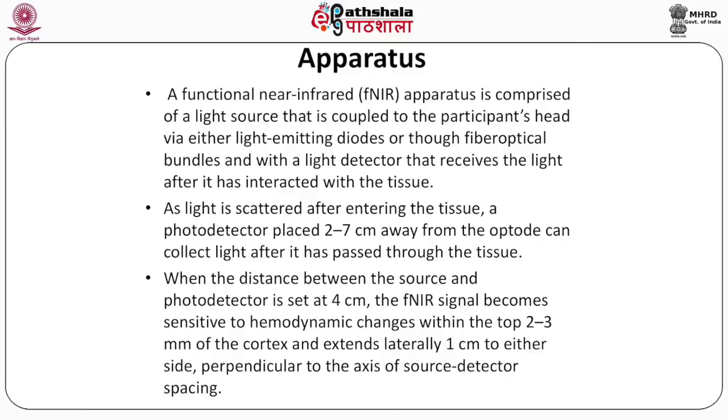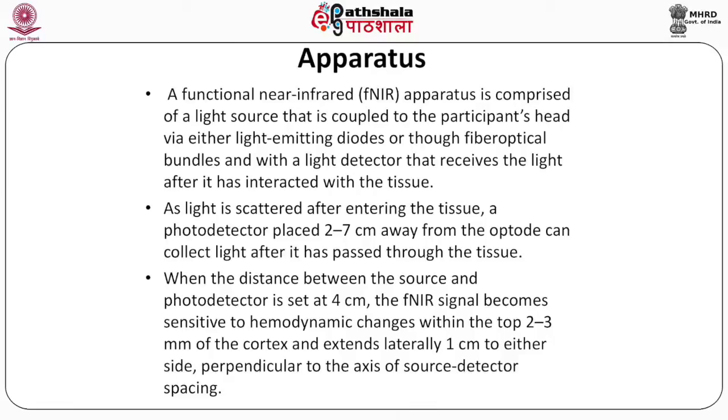Coming to the apparatus setting of fNIRS, a functional near infrared apparatus comprises a light source, as we have seen just now in the diagram, that is coupled to the participant's head via either light emitting diodes or fiber optical bundles, and a light detector that receives the light after it has interacted with the tissue. So there are two probes: one is the light emitting diode or the fiber optical bundles, and the other is the light detector that detects the light after it has interacted with the tissues. It detects the change in wavelength, and according to the change in wavelength of the emitted light, we detect the oxyhemoglobin or deoxyhemoglobin present in the blood, and after that we can infer the rate of the blood flow or the amount of the blood flow and the volume.